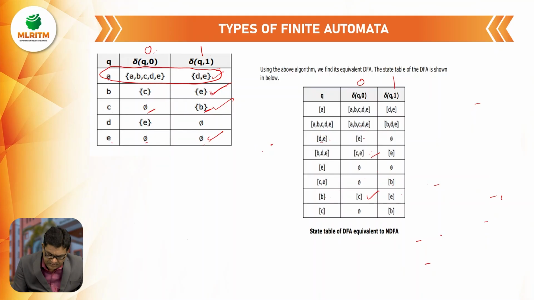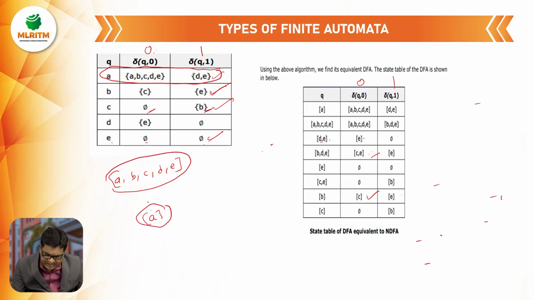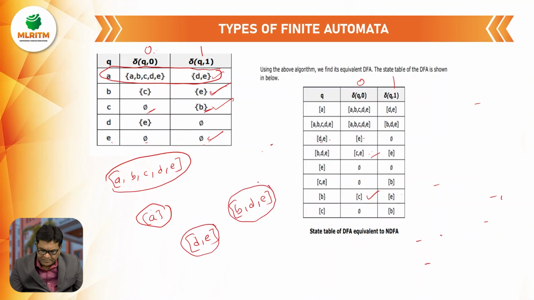Now we can take A, B, C, D, E. A comma B comma C comma D comma E is one state. One more state is A. A state can be represented like this: D comma E, B comma D comma E. One more state. In total, how many states? 8 states. Now, in this one, E is the final state and A is the initial state. And E. A is also a state. C comma E, one more state.